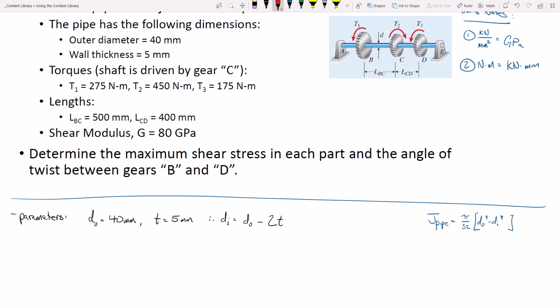Because this is a good point. Here's the pipe. This is D naught. This is DI. And so how do you get to DI from D naught? You have to take off one of these and one of these. So two thicknesses. Does that make sense? That's a really easy thing to make a mistake on. I'd argue, so radius. There you go, right? The inner radius is the outer radius minus one thickness. That makes sense?